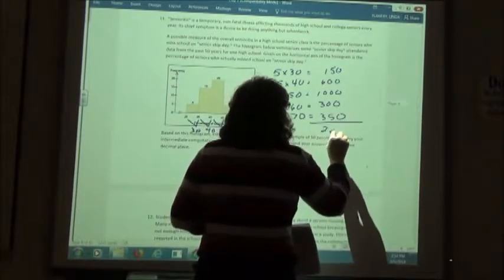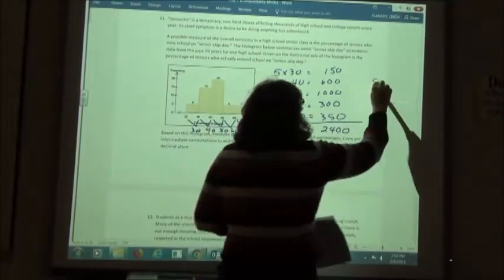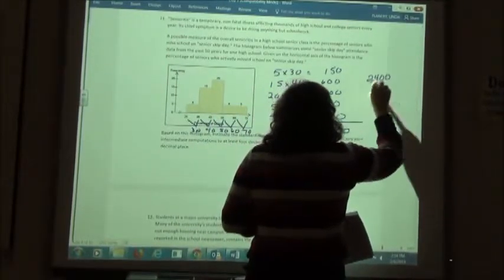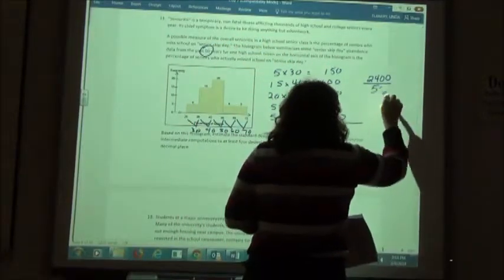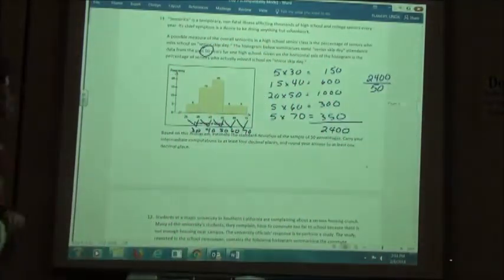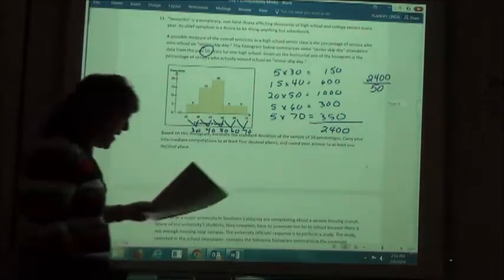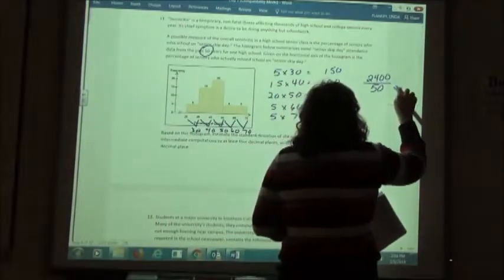To 2,400. We're going to take that 2,400 and divide by the total, which is 50, since we did our data over the past 50 years. 48 is going to be our estimated mean then.